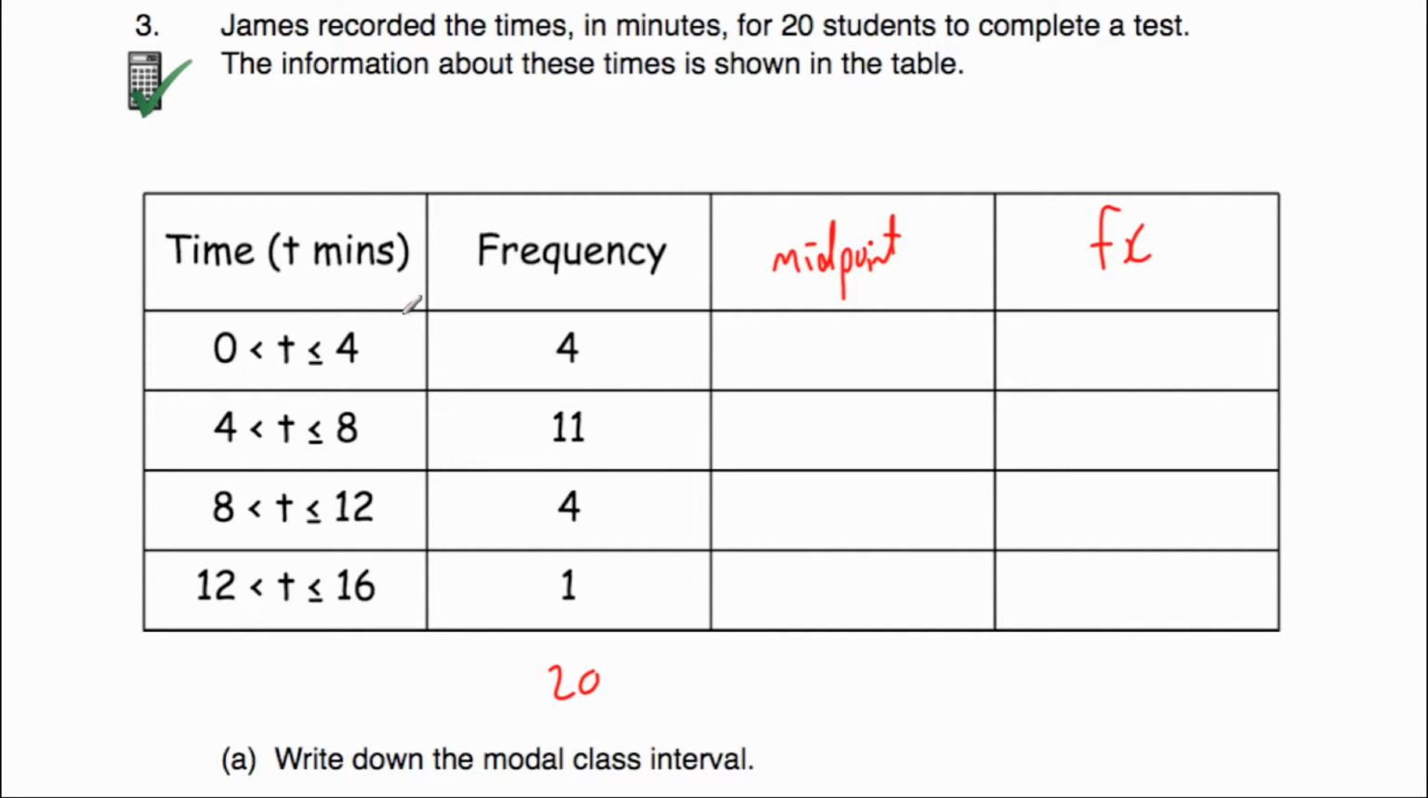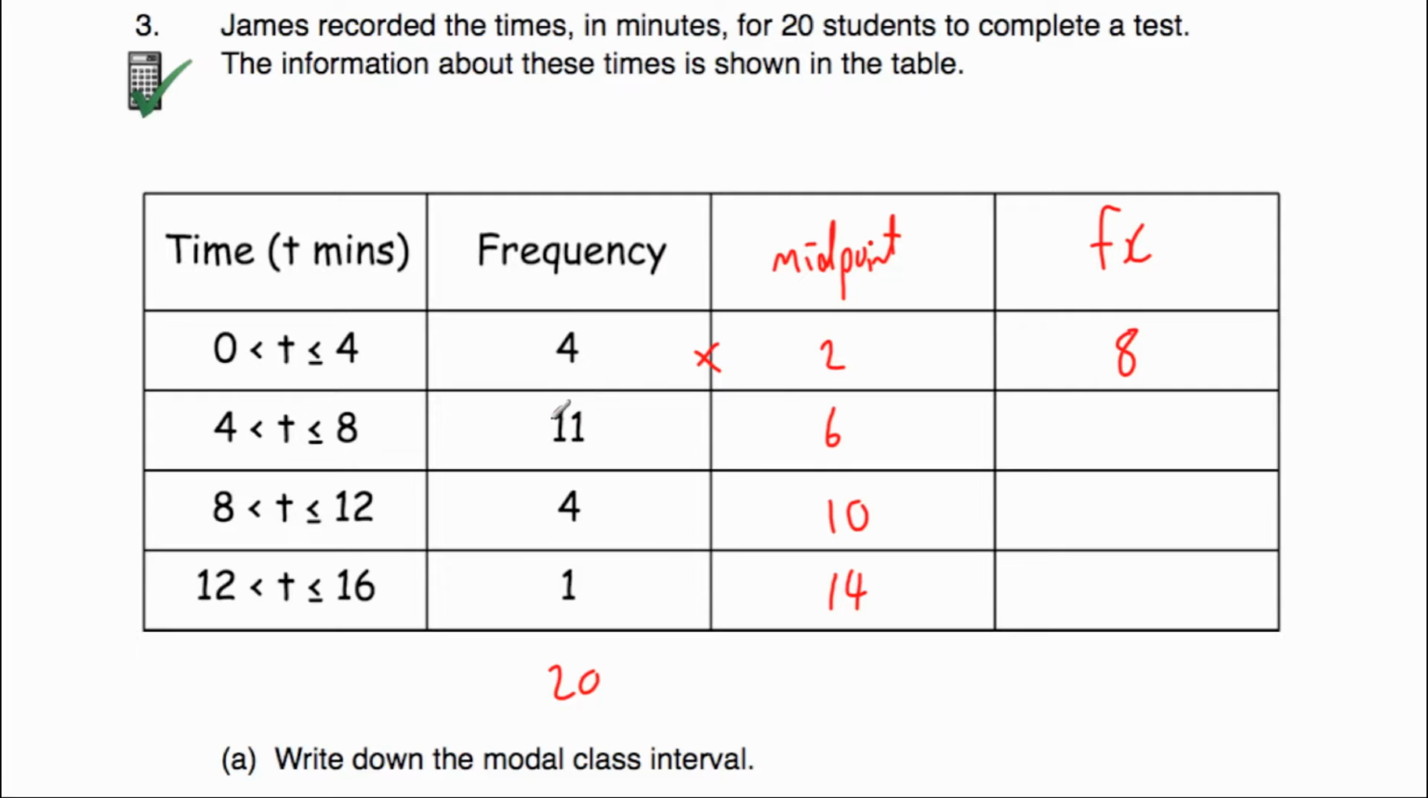So our midpoint, well, the 4 students took between 0 and 4 minutes. Let's assume they took the midpoint, which is 2 minutes. Our next group was between 4 and 8, so we're going to assume it's 6 minutes. 8 and 12, midpoint 10 minutes, and between 12 and 16 our midpoint will be 14 minutes. Okay, so if we have a look at our first group, there were 4 students that took between 0 and 4 minutes. We're going to assume that each of these 4 students took 2 minutes each. So in total, 4 times 2 would be 8 minutes, because if there's 4 students and they took 2 minutes each, that'll be 8 minutes in total, and that's our estimate.